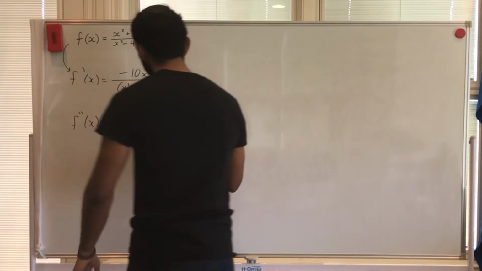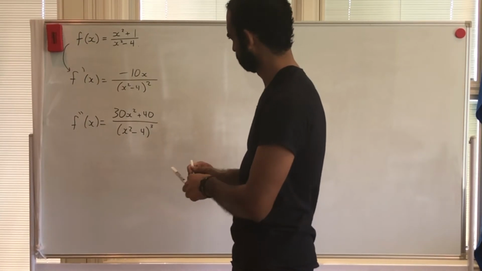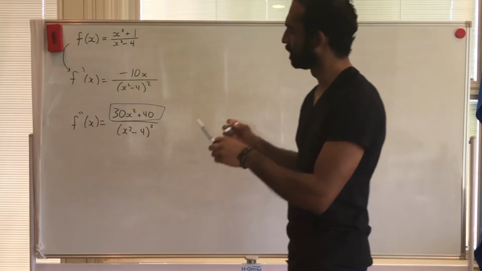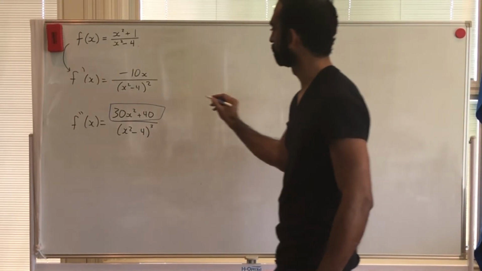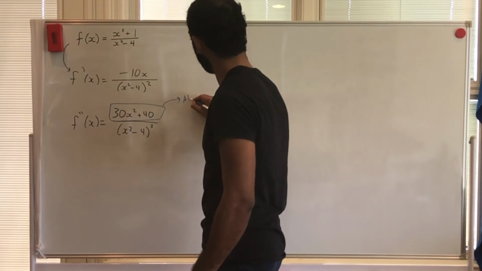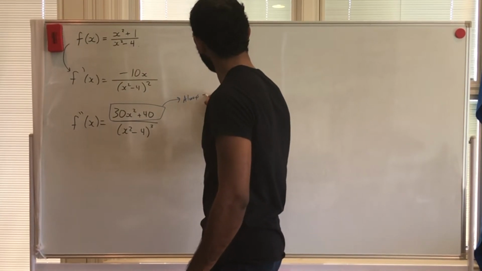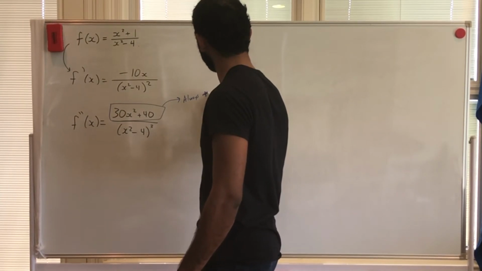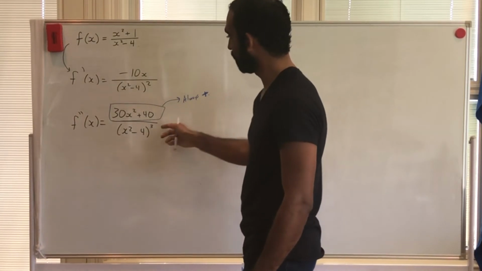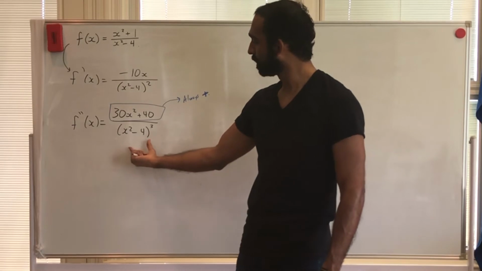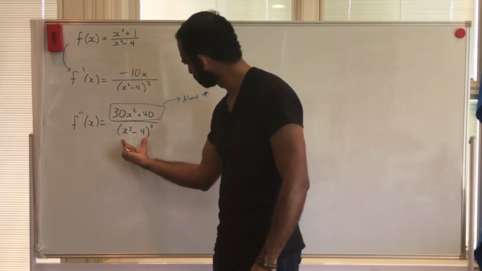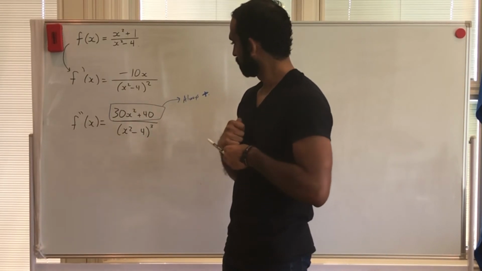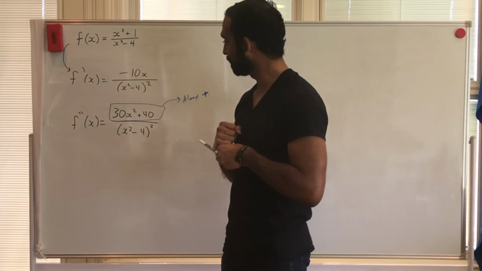Can my second derivative ever be 0? I don't think so. In the numerator, what kind of number is 30x squared plus 40 always going to be? It's always positive. It's greater than or equal to 40, since x could be 0. The top is always positive. So, do I have any points of inflection?